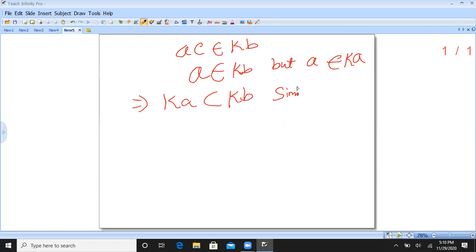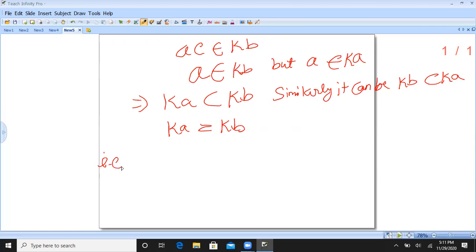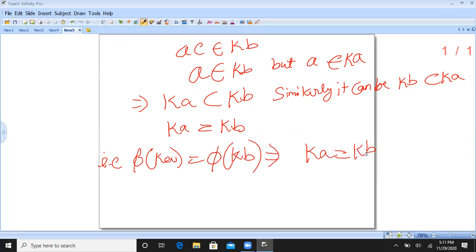Similarly, kb is a subset of ka. Therefore ka is equal to kb, that is, phi of ka is equal to phi of kb, which implies ka is equal to kb for all ka, kb belonging to G by K. This shows phi is a 1 to 1 mapping.